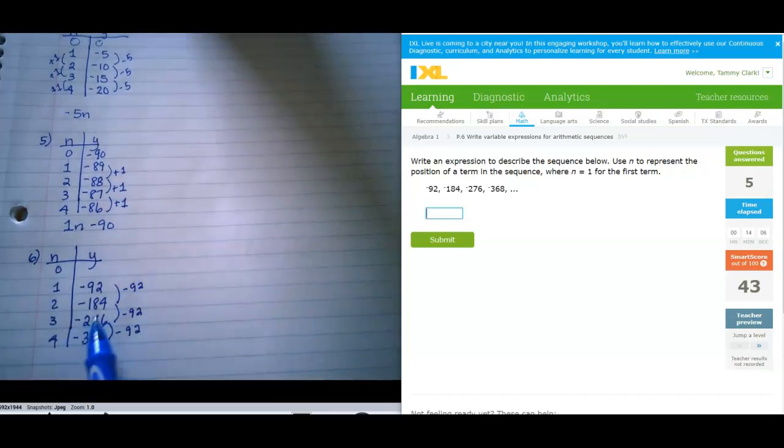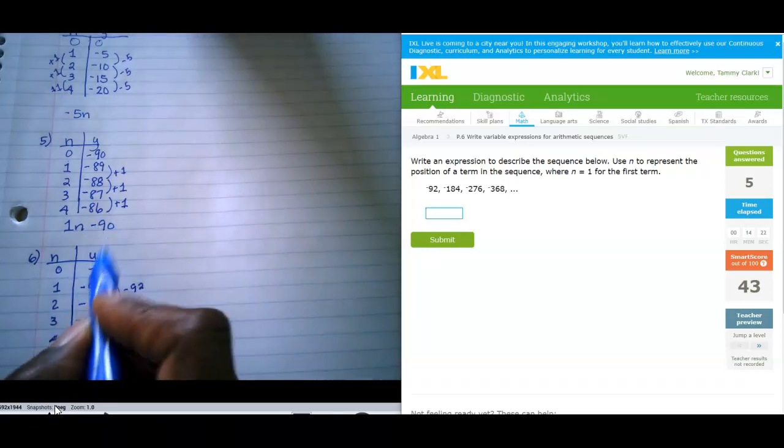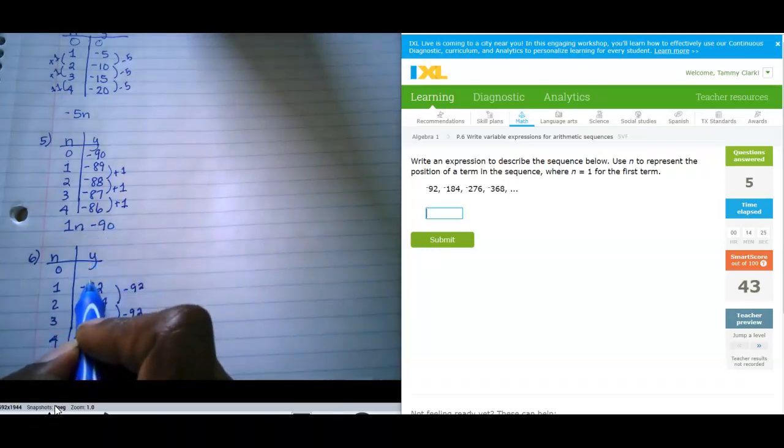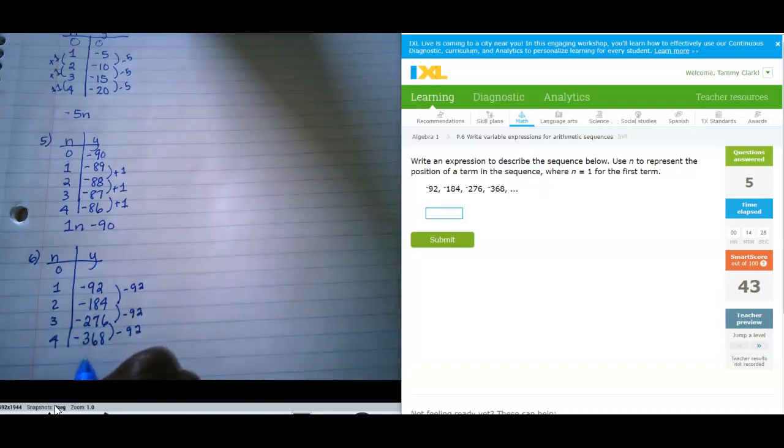At number 6, the right hand side, what I noticed is that we were subtracting, and this seems to remain constant over here, that we keep adding 1. So our expression that we would write would be negative 92n. But if I multiply negative 92 by 1, I can think, what was this number before I subtracted 92? It was 0. So this would be negative 92n.